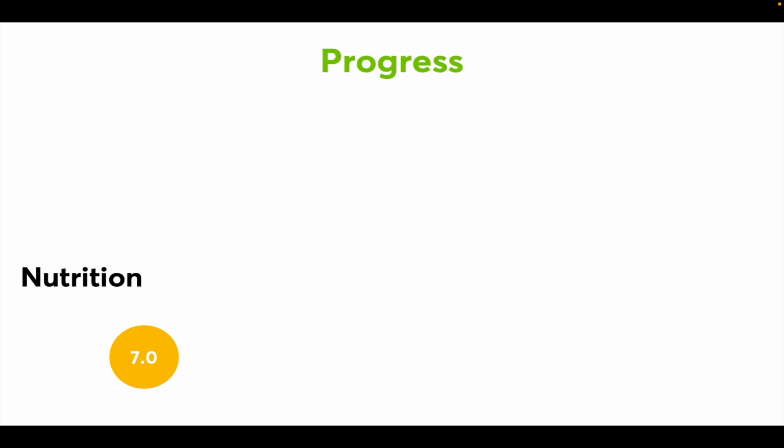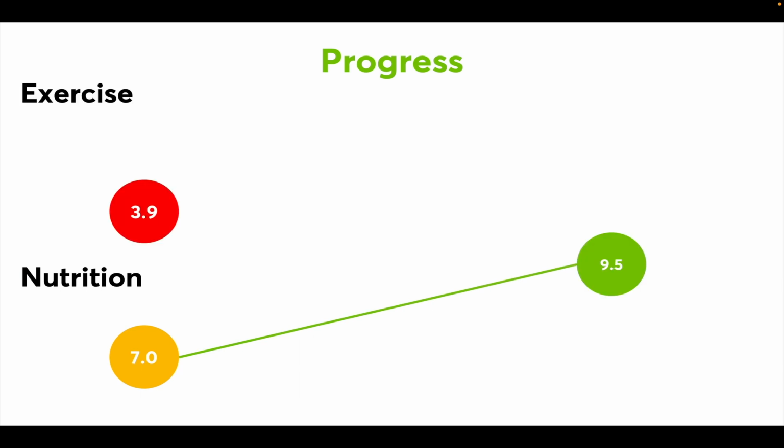She did this by improving certain aspects of her behavior. Her nutrition score was pretty good at a 7, but she finished the program with a nutrition score of 9.5. For exercise, she began at a 3.9, a lower score, and again finished the program at 8.8. So these core lifestyle behaviors have a huge impact.